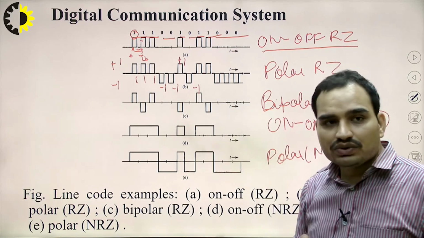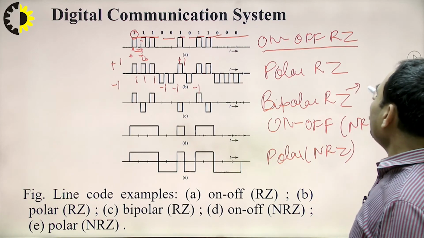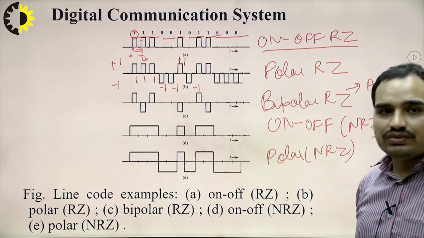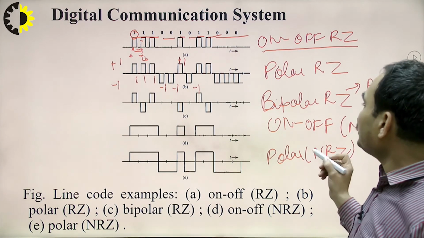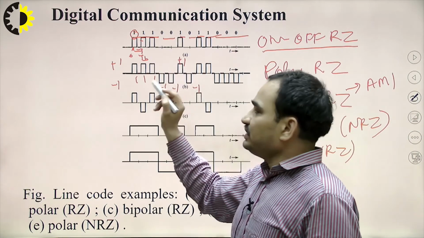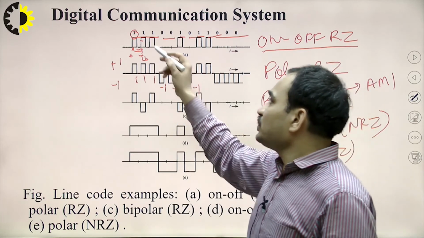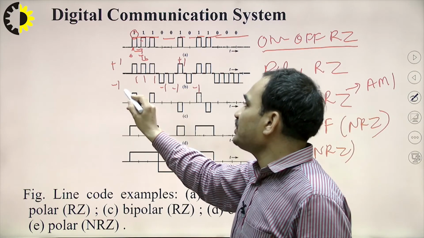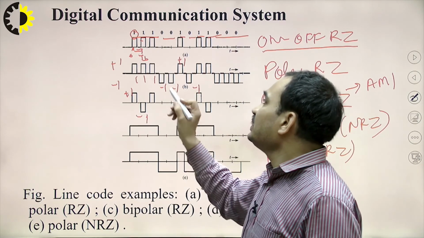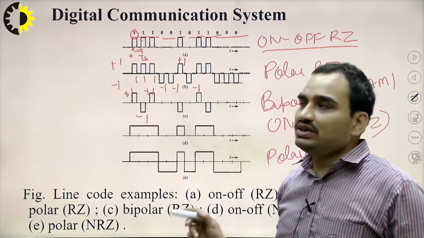Similarly it continues. Bipolar RZ is also known as AMI, alternate mark inversion. In bipolar RZ, we invert the ones and the remaining 0 is represented by 0. So the first one is +1, the second one is represented by -1, then the third one is +1. So alternately we are marking the ones.